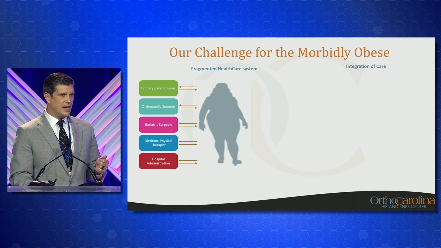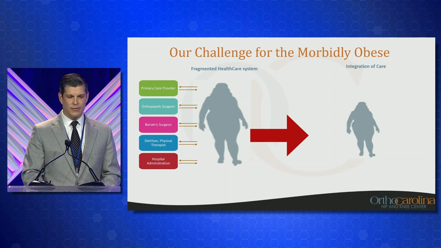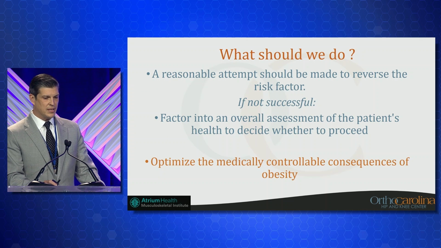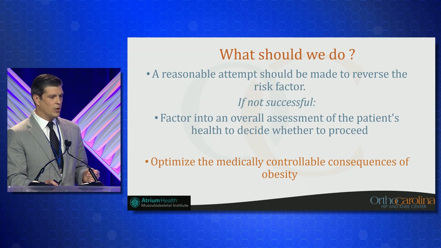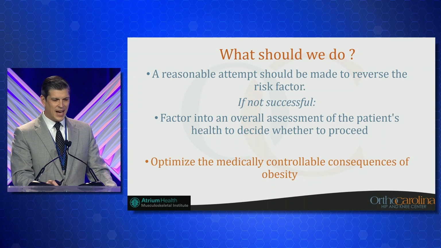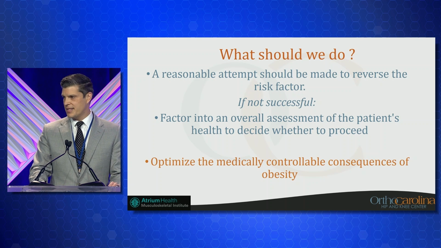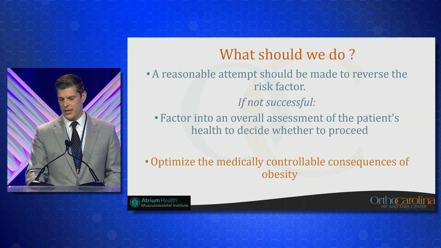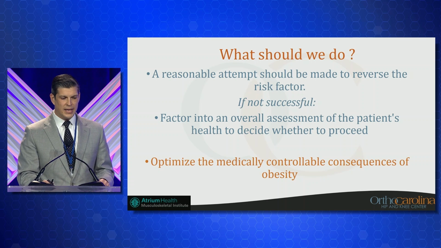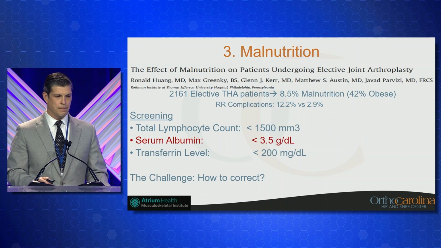The problem that we face is that the majority of us practice in a fragmented healthcare system, and what we really need for these patients is an integrated coordination of their care, which we lack in many places that we practice. So what should we do? I think a reasonable attempt should be made to reverse the risk factors. If it's not successful, then you have to factor in the overall assessment of the patient's health and decide whether or not to proceed on an individual patient basis. But I do think it's important that you optimize the medically controllable consequences of obesity, such as diabetes.